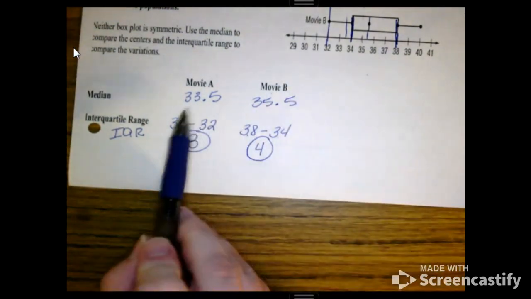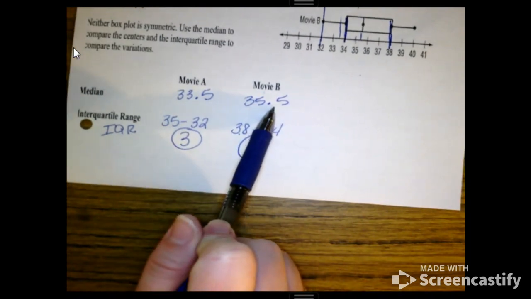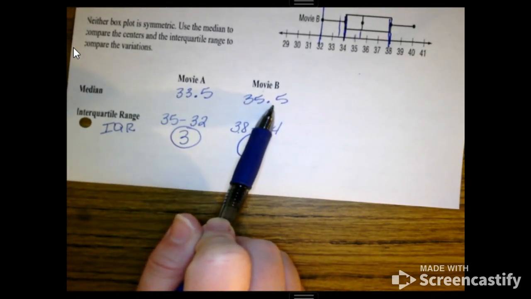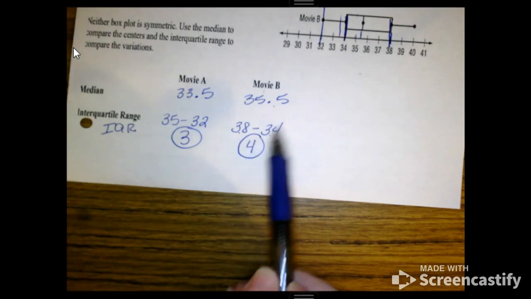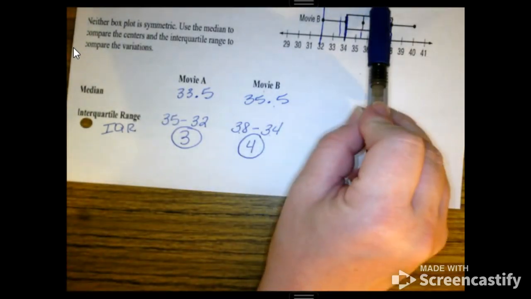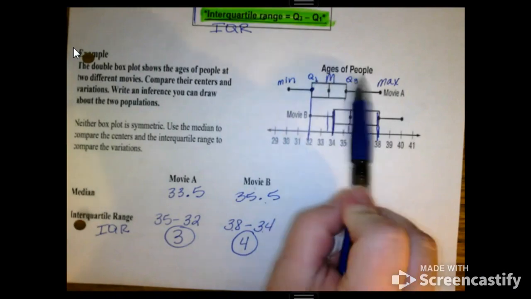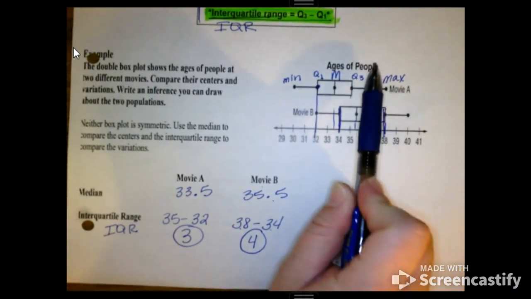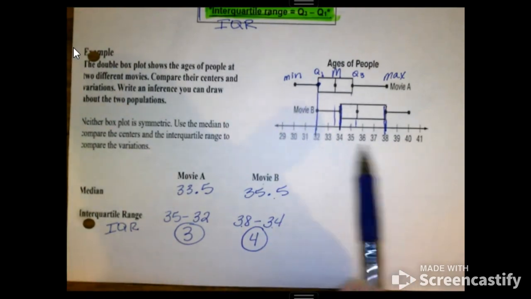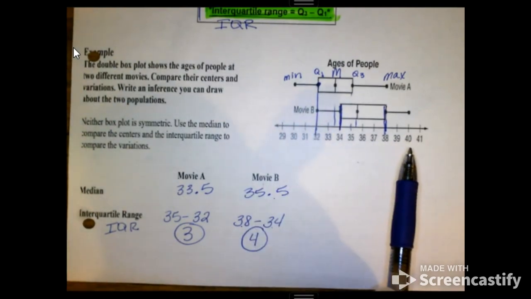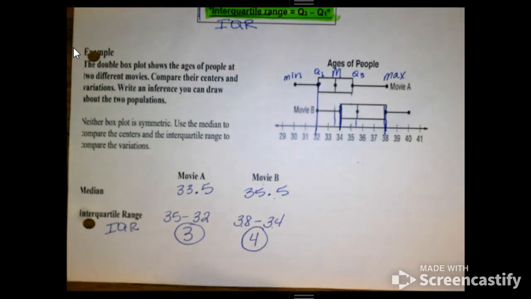Okay, so I have my medians of each. What does the median mean? The middle. IQR means my range between all my medians, essentially. This is representing the ages of people who saw movie A and the ages of people who saw movie B. If I had to write a statement to compare these, what are some things I could say?